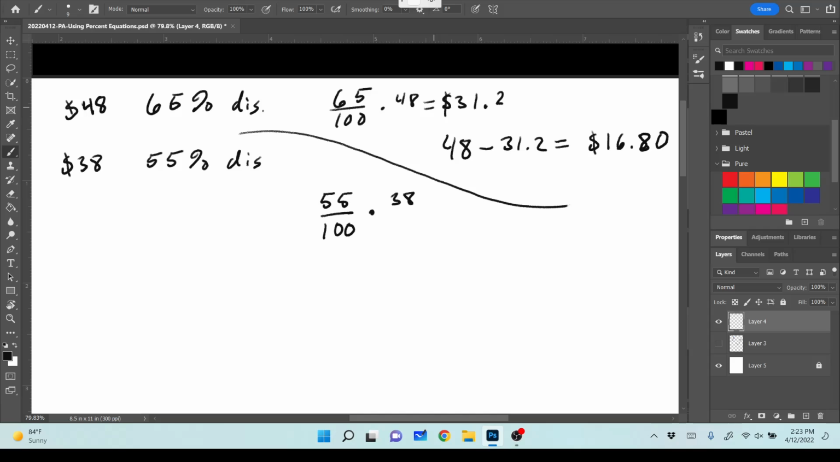And we end up with what? 55 over 100 times 38 is 20.9. And then we subtract that from 38, and we end up with 17.1, which tells us that Accessory Central is cheaper, even though it starts out more expensive.